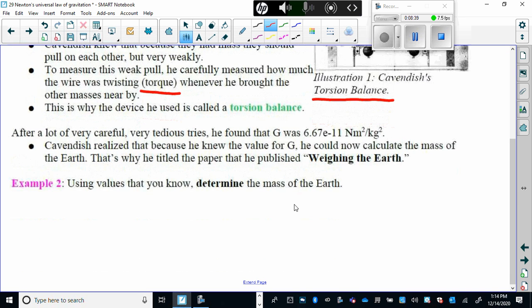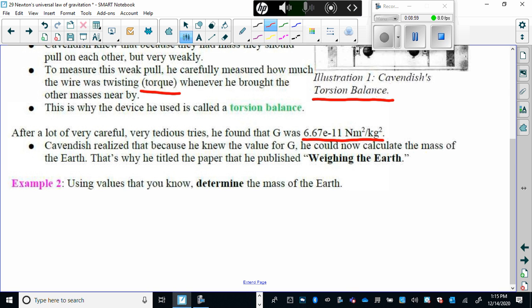And Mr. Cavendish came up with this number here. This is the value for G. This is the number that makes that formula true for every mass in the entire universe. 6.67 times 10 to the negative 11 newtons times meters squared per kilogram squared.